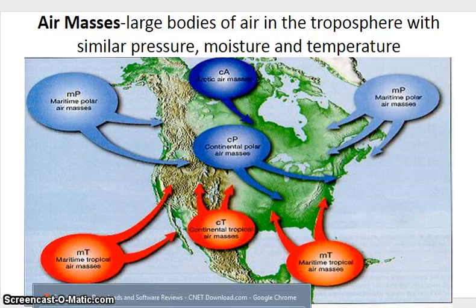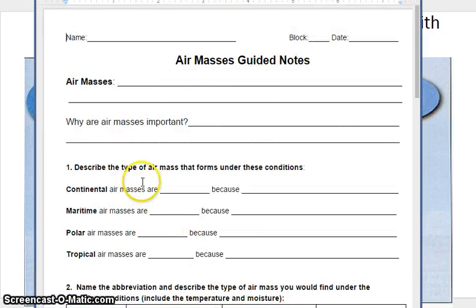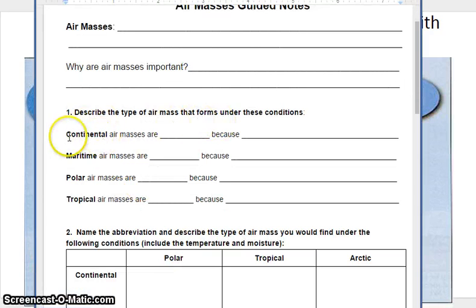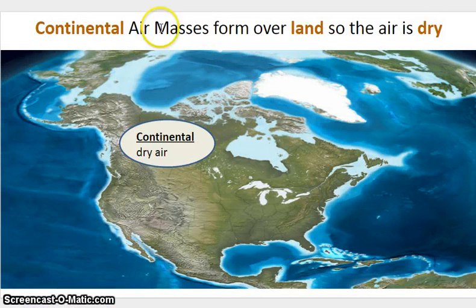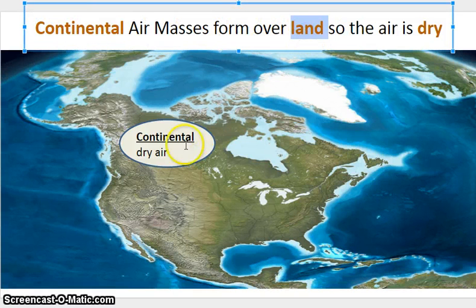Alright, so the next thing we're going to do on this worksheet is to fill out these specific types of air masses. So we need to know what continental air masses are: maritime, polar, and tropical. Let's find out. So, continental air masses form over land. See, a continent is land, so when the air forms over it, it doesn't have any moisture to pull up because it's forming over land, so it is dry air.